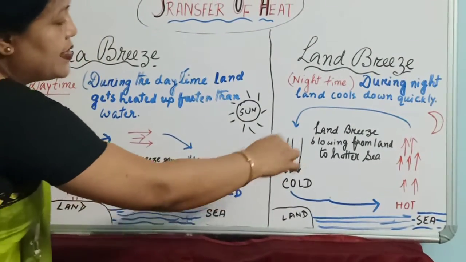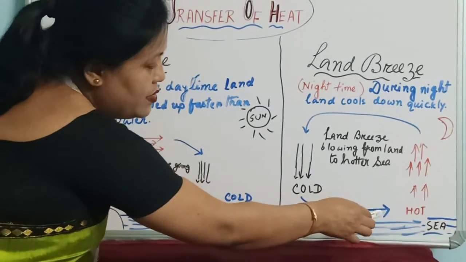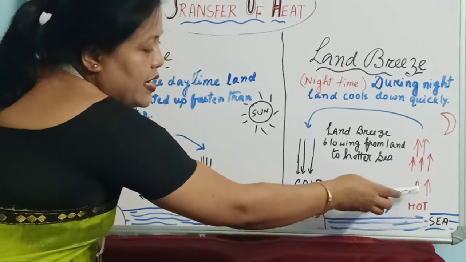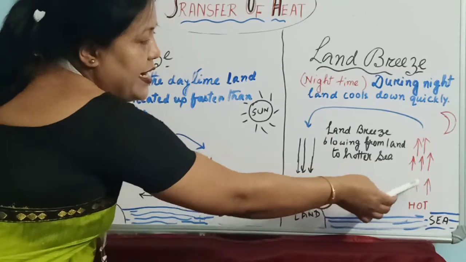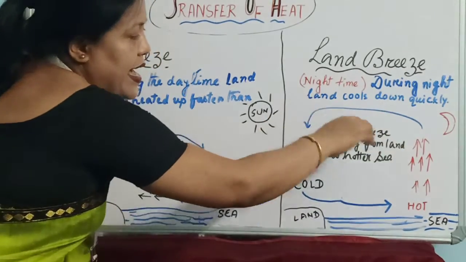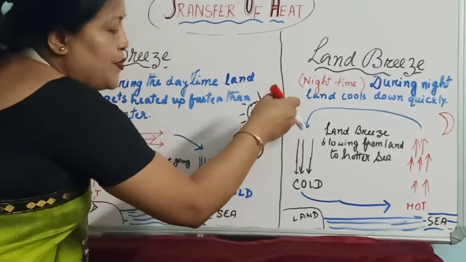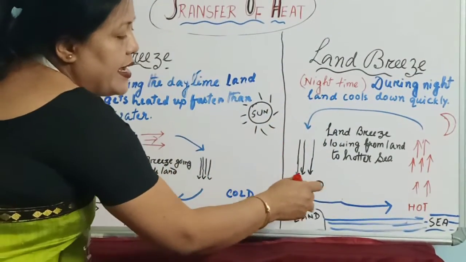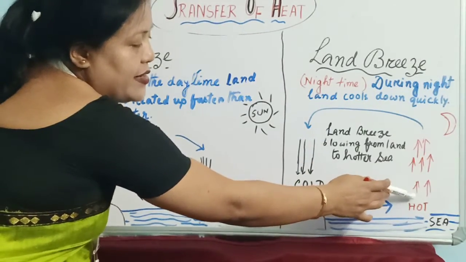But on the other side, since the sea is still warm, the air which is present just above the sea is hot and it rises up. It rises up and again it moves towards the land. Can you see the arrows? It moves towards the land, and the cold or the dense air from the land area again takes the place, it occupies the vacant area here.